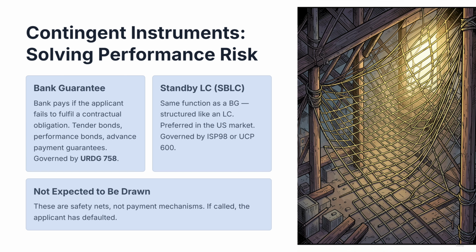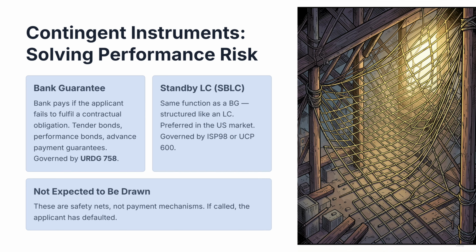The second category does not solve a payment problem, it solves a performance problem. A bank guarantee is the bank's undertaking to pay a beneficiary if the applicant fails to fulfill a contractual obligation. Nobody expects it to be drawn. It is a safety net, comfort to the beneficiary that if something goes wrong, the bank will cover the loss. Tender bonds, performance bonds, advance payment guarantees, these are all bank guarantees, each protecting against a different type of failure. They are governed by URDG 758, and we cover them in depth in Module 3.